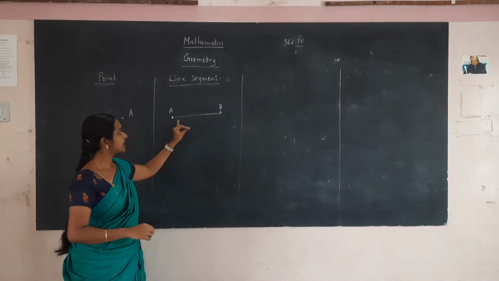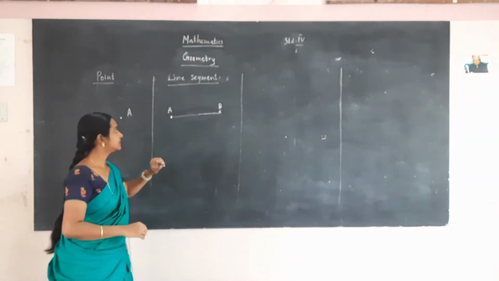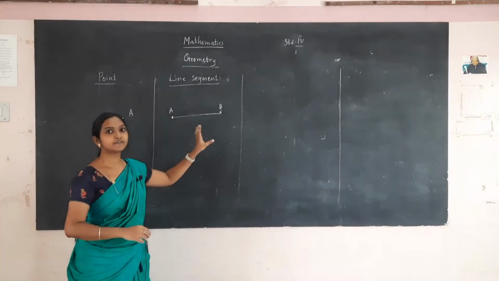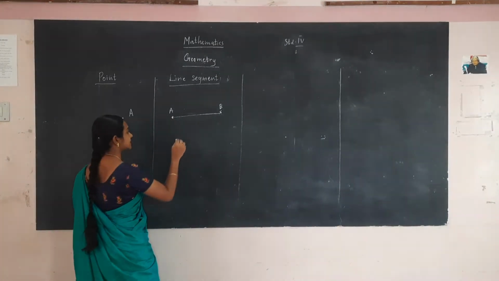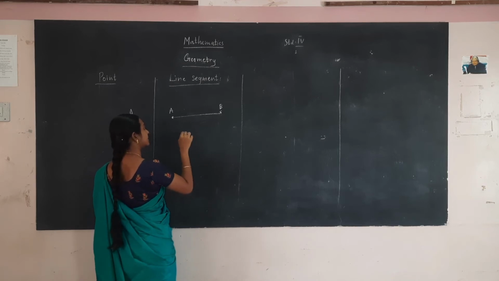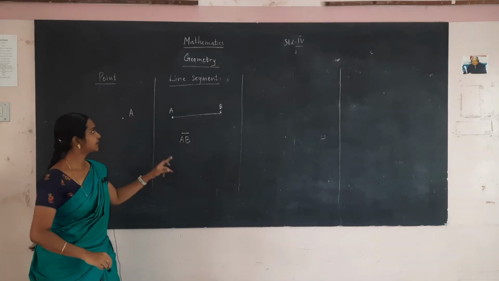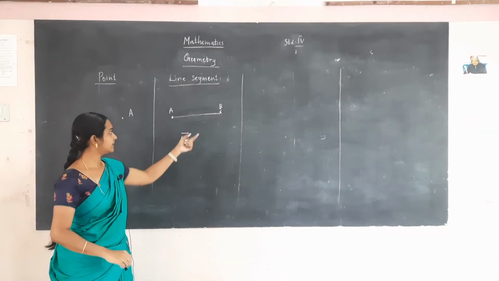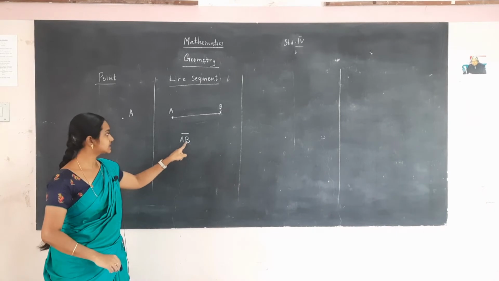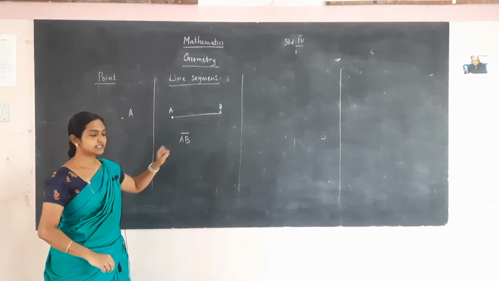A line segment has a fixed length. If I measure, we will get the length. So, a line segment has fixed length and we write line AB as AB with a line above it. Write AB in capital letters and put a line above it.